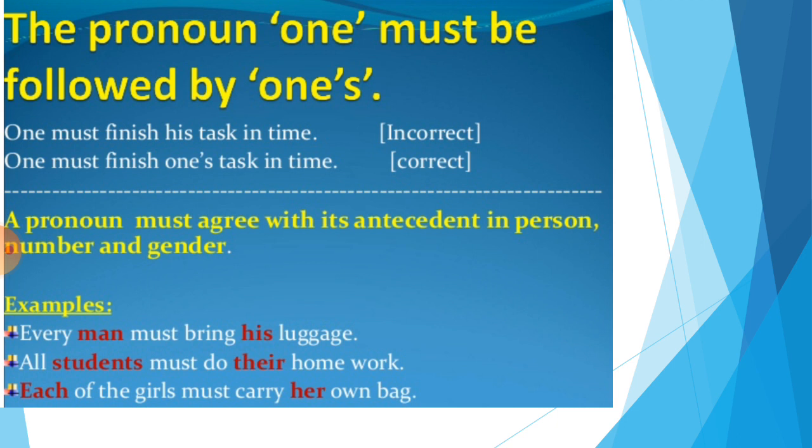And you must be very careful about this pronoun one. The pronoun one must be followed by one's only. It doesn't take another pronoun. Like, one must finish his task in time. This is incorrect. One always takes only the pronoun one's. Example, one must finish one's task in time. This is correct.